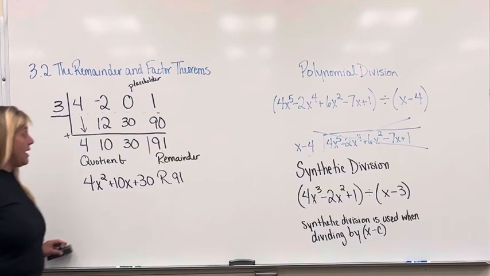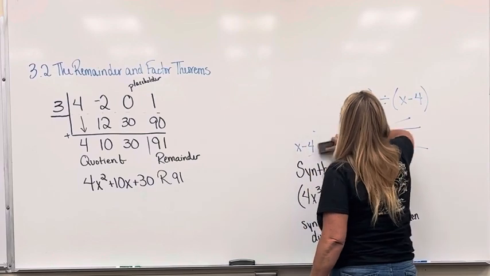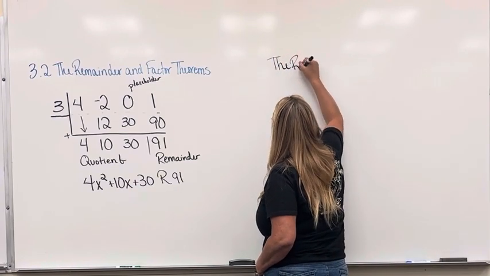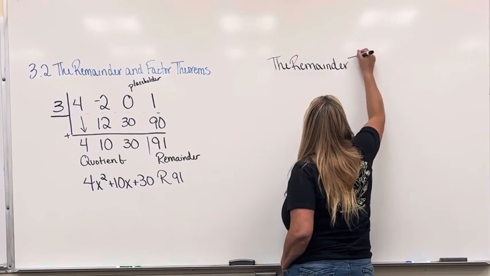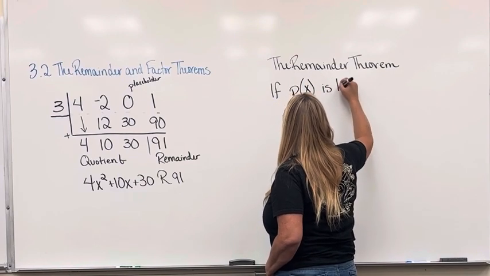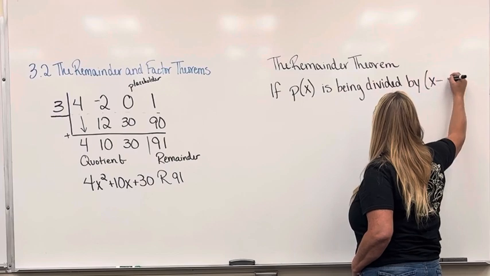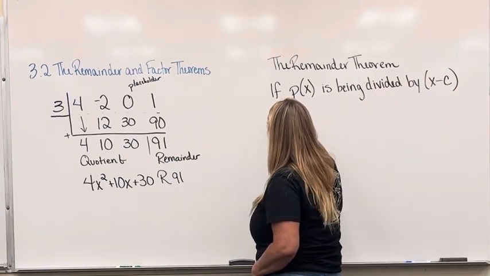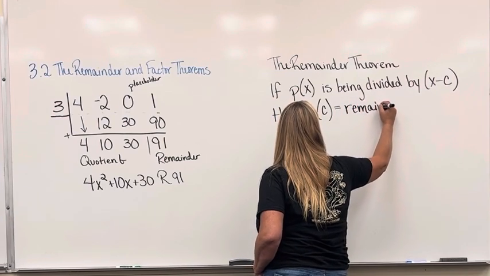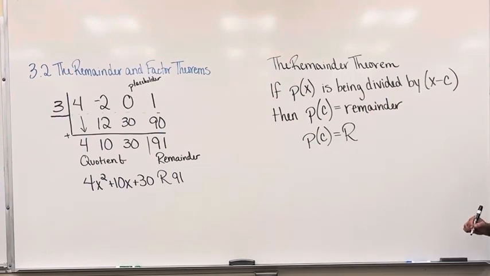That's synthetic division. Now, before we do any more, and we will do more, don't you worry, I wanna put up the remainder theorem here. So the remainder theorem says, if P of x is being divided by x minus c, whatever c might be, then P of c is equal to the remainder, okay? Or P of c is equal to R. We don't really introduce the letter R, but just so if you see that.